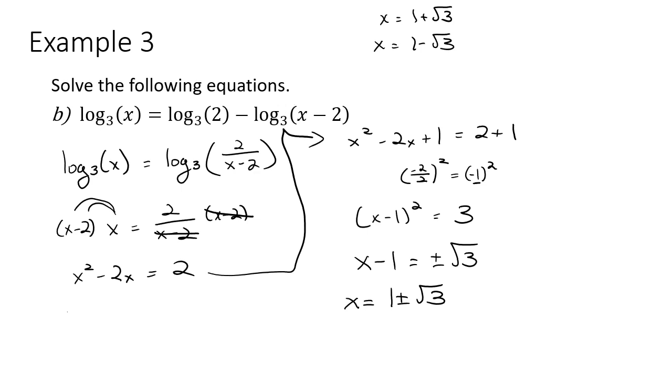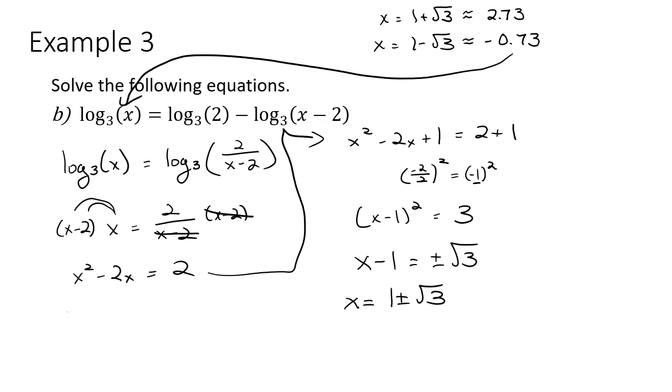We do have to check our answers though. And in order to make that easier, it's definitely worth turning these into decimals so that we can get a better idea of what we're working with. So 1 plus the square root of 3 is about 2.73, and 1 minus the square root of 3 is about a negative 0.73. Well, already that gives me trouble, because if I take 1 minus the square root of 3, which is a negative number, and I plug it back into this first logarithm, we get the log of a negative number, which is not okay. So that one's out.